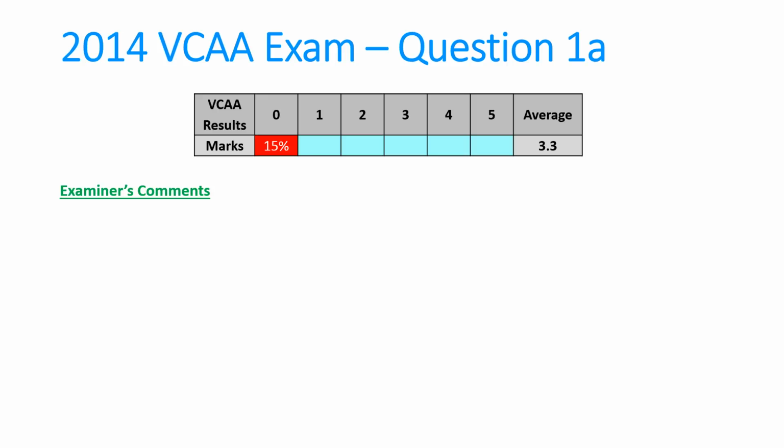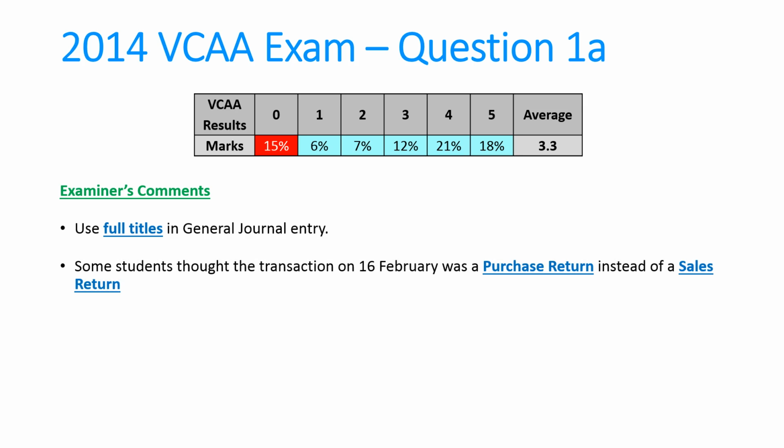Looking at the mark breakdown, out of 5, the average was 3.3. 15% of the students got 0, 6% got 1, 7% got 2, 12% got 3, 21% got 4, and 18% got 5. The examiner's comments on this were to always use full titles in your journal entries. Some students thought the return on the 16th of February was actually a purchase return instead of a sales return. And in general, this question was handled well by the majority of students, and that's reflected in the pretty healthy average out of 5 of 3.3.